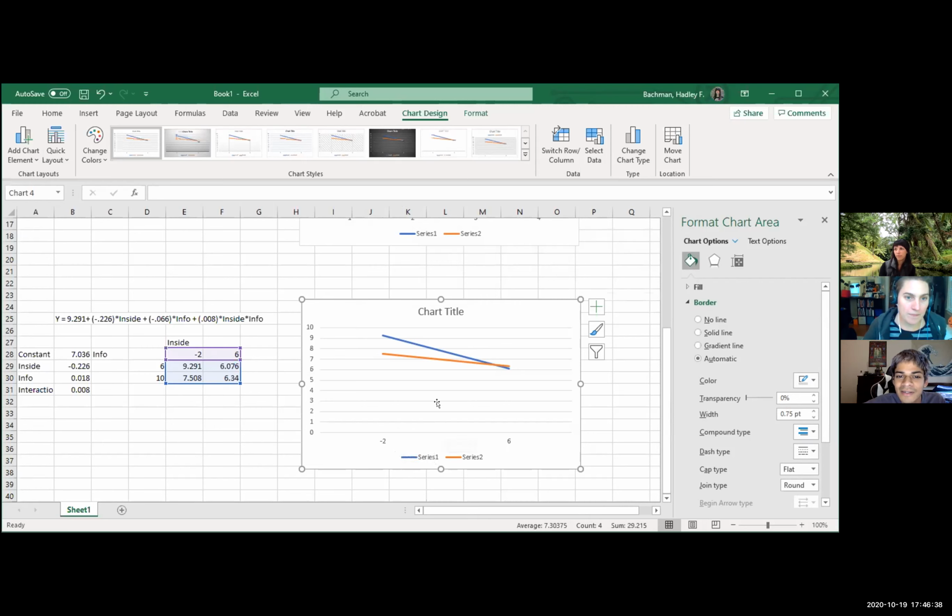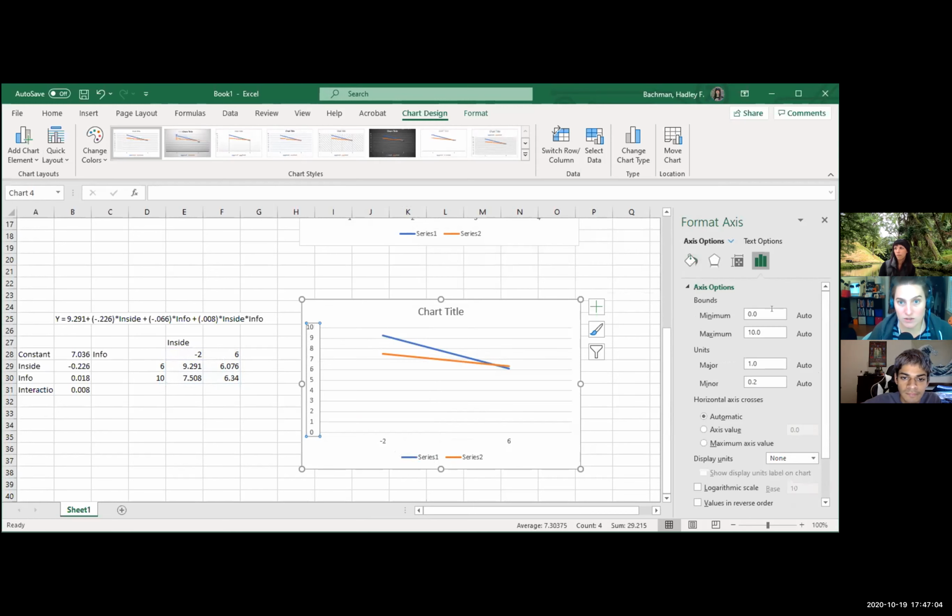But this side of it, the y-axis, is that pulling from the 6 and the 10 over here? Well, the y-axis is the outcome. So your minimum here looks like about 6. Your maximum is 9. So one of those lines is your values when your other x is 6, and the other one is when your other x is 10. So if I change this to 5, I'd be able to see it better.